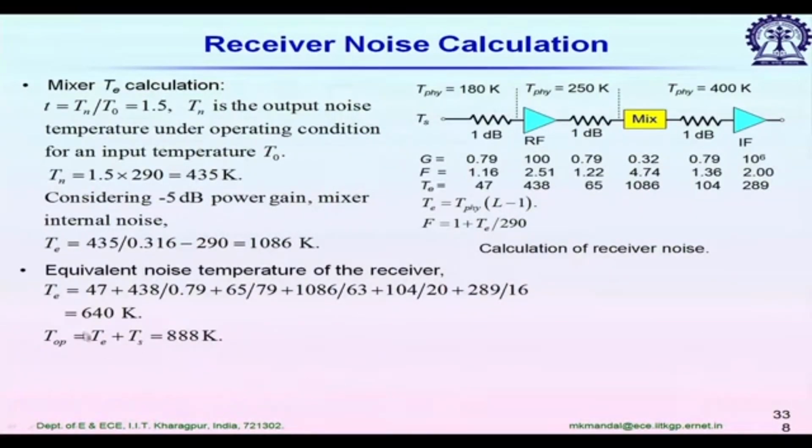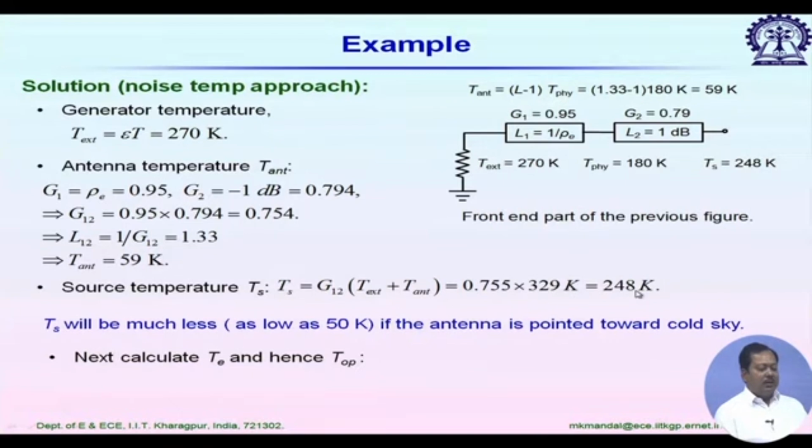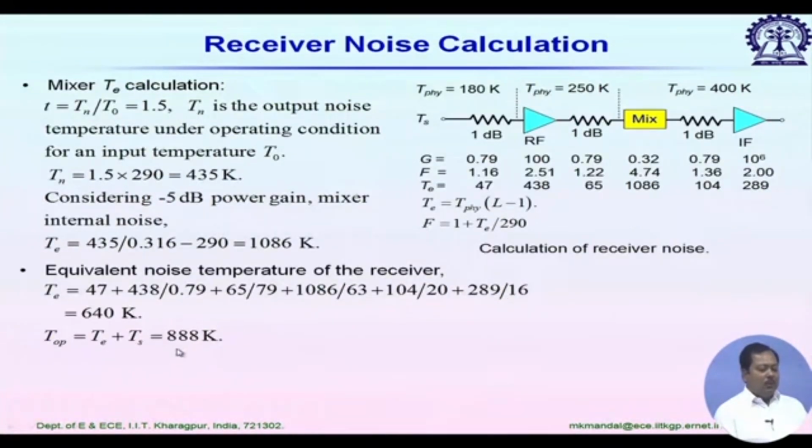Using the equivalent noise temperature approach, we just put in the values. The first element gives 47 plus 438 divided by GA1, which is 0.79, and you continue. So the equivalent noise temperature comes to 640 Kelvin. So TE is 640 Kelvin. Then T operating is TE plus TS. TS we already calculated here as the source temperature, 248 Kelvin. So simply add them up, it comes to 888 Kelvin. This is the equivalent operating noise temperature of the receiver. If you look here, the main contribution comes from the first component, and the second noisiest component is the mixer.